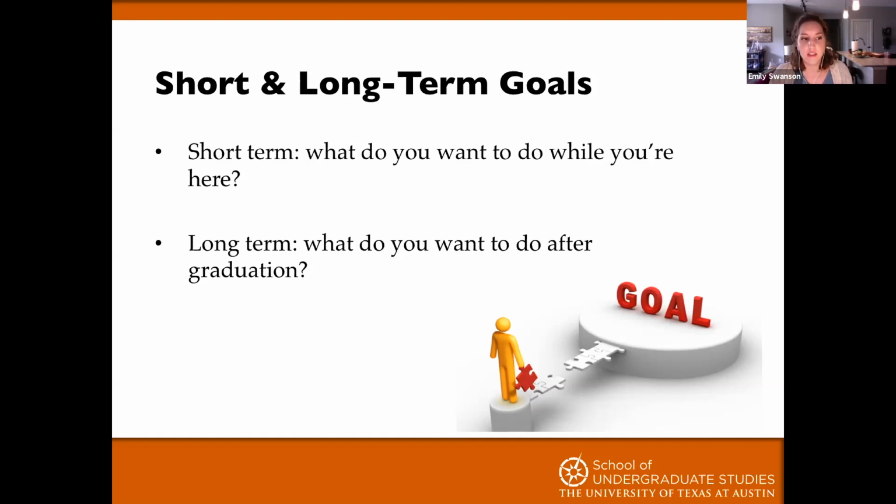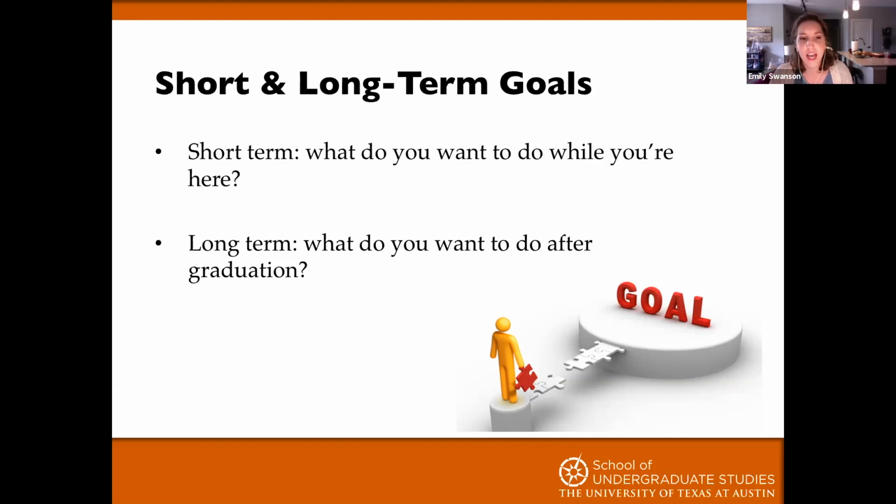So know that this is more of what draws you to that particular major and what makes you excited to be in it. So that can be pretty wide open. And then lastly, long-term. This is the one that scares students the most. What do you want to do after graduation? And a lot of students think, oh, but I don't really know yet, right? And that's okay.